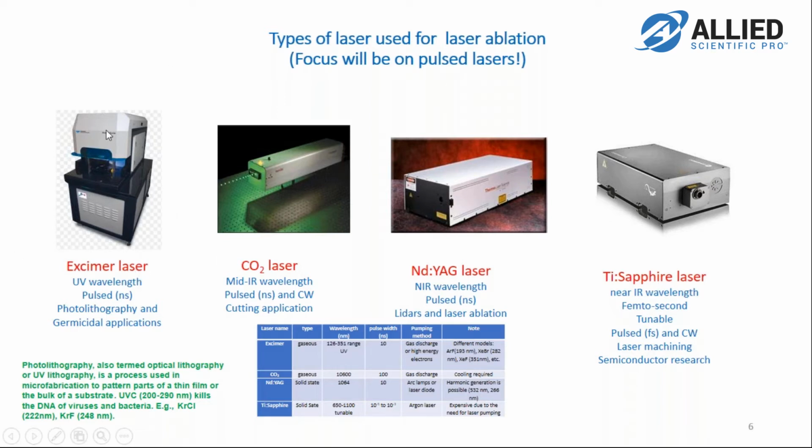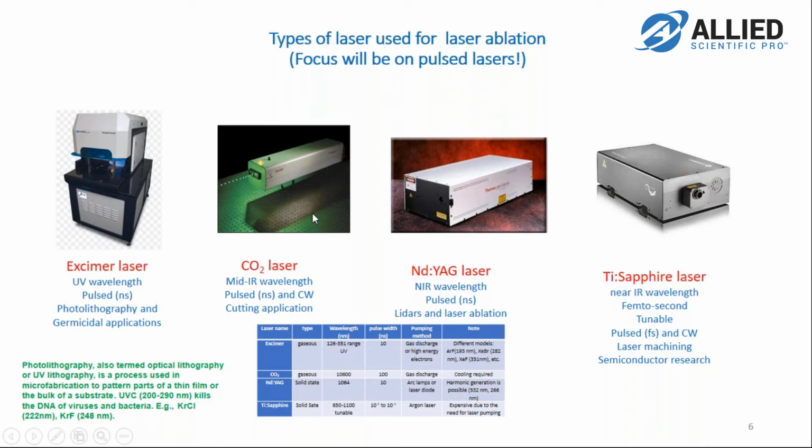But as I said, these lasers are quite expensive, and they're also not very compatible with fiber optics. The transmission of fiber optics is low for the UV range. So you can have from 126 to 351 nanometer range. There are different lasers that you can purchase in the excimer laser type.